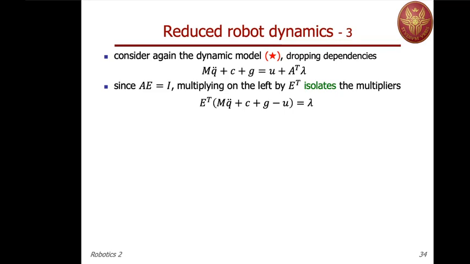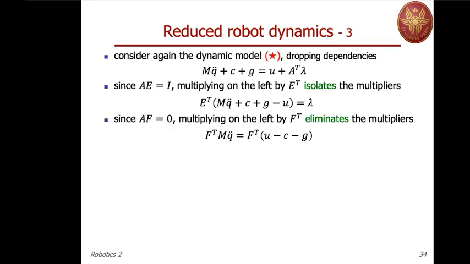In fact, since A times E is another of the equations that we have found before, equal to the identity, the transpose E transpose times A transpose is equal to the identity, so we isolate the multiplier. So if we pre-multiply by E transpose and bring the input torque on the left-hand side, we have E transpose A transpose, which is the identity, times lambda, so we are left with lambda. So here we have an expression for lambda.